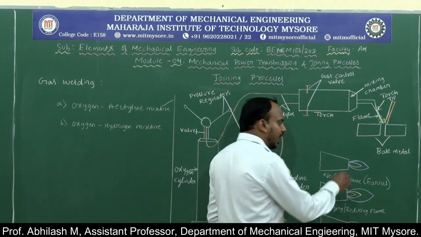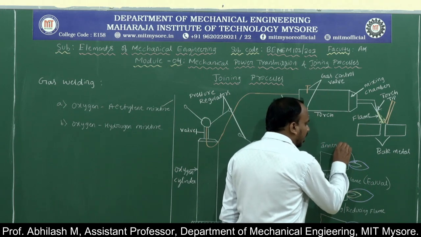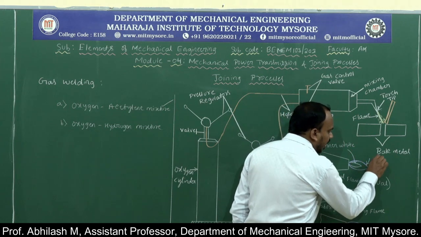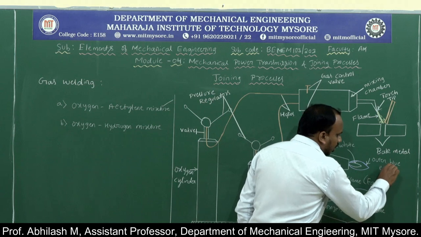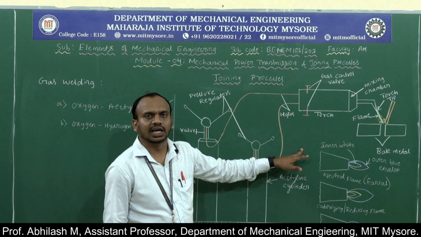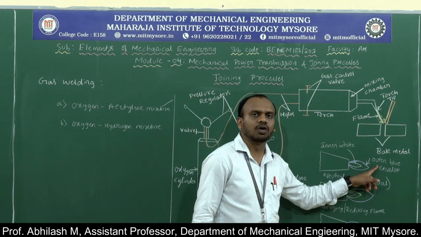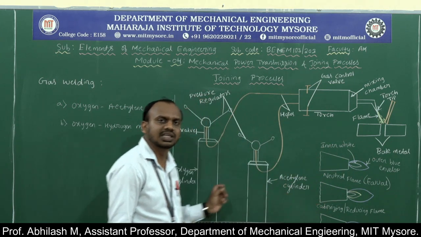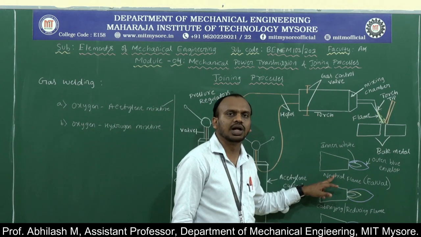It consists of an inner white cone surrounded by a blue envelope, the outer blue envelope. Now this is how the neutral flame is going to look. It will have two cones. One is an inner white cone surrounded by an outer blue envelope. Very normally, oxyacetylene welding is preferred with the help of a neutral flame.